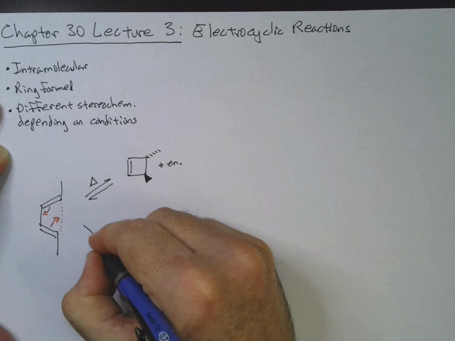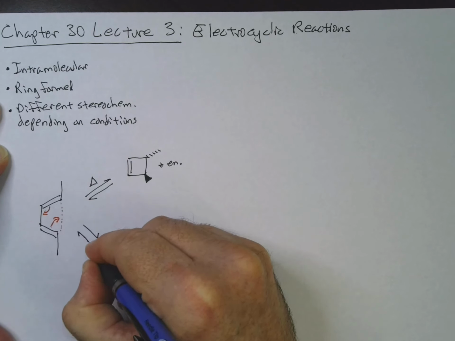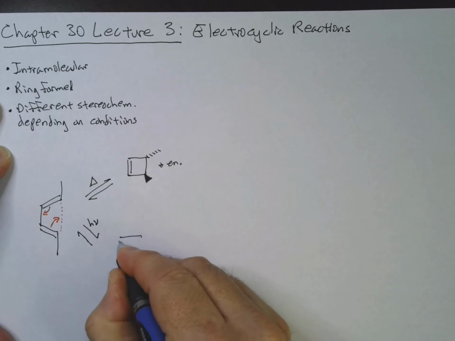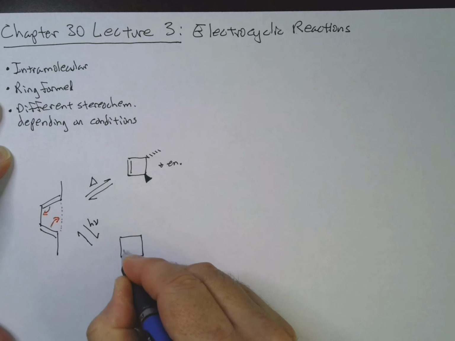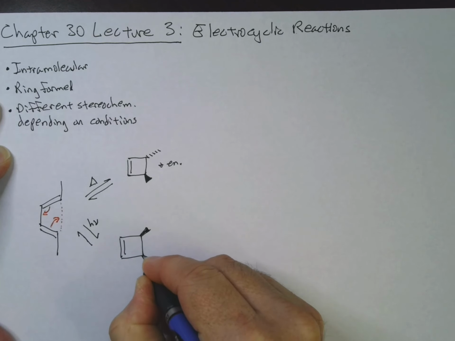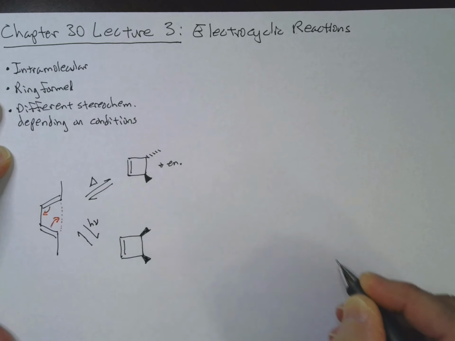Now, if I do light, h nu, I get the same ring, only I get different stereochemistry. I get the cis stereochemistry.